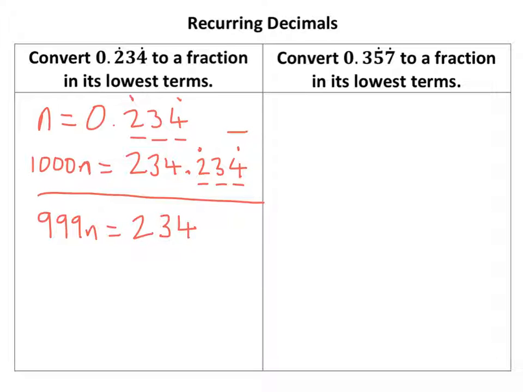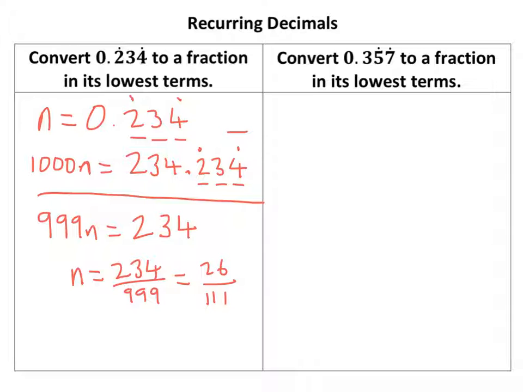We now get the fraction n equals 234 over 99. Not 99, 999 I should add. Now, I don't know if that will simplify, but it might do. If I stick that in a calculator, it tells me that it's 26 over 111. Right, and there you go, and there's your answer. So the key is to get the same recurring bits, then subtract the equations, and then you can make your fraction.